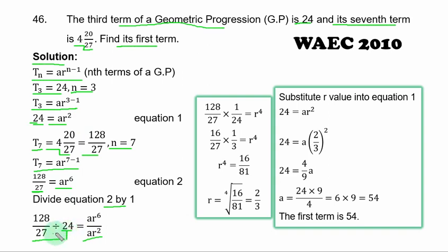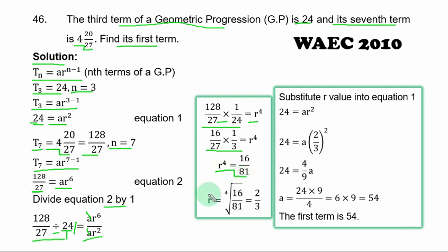You change this sign to multiplication. Then you invert this fraction to 1 over 24. A, we cancel a. You divide r to the power 6 by r to the power 2, you have r to the power 4. When you reduce this side, you have this result. When you go further, you have r to the power 4 equal to 16 over 81.